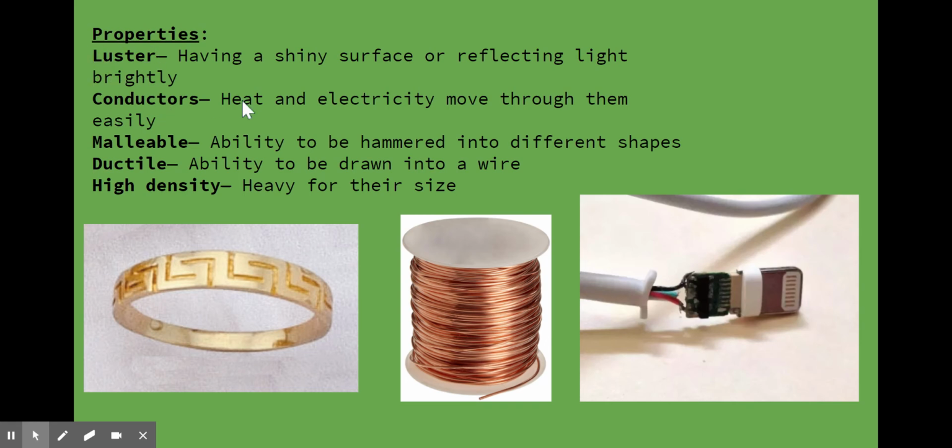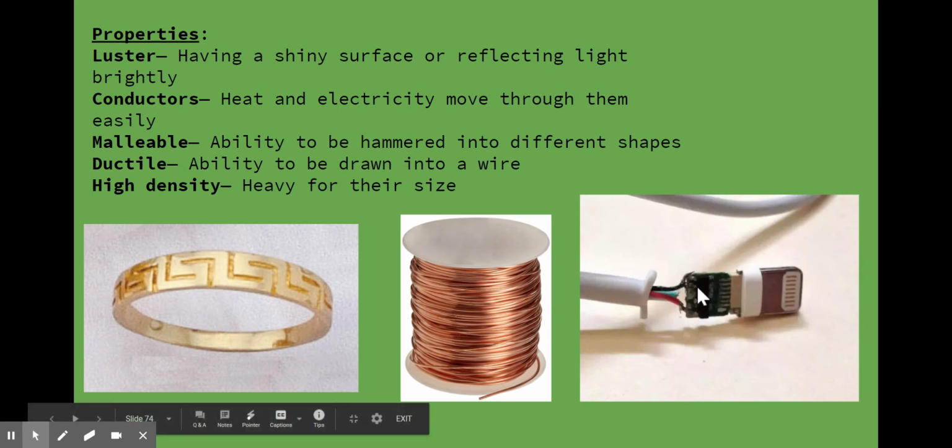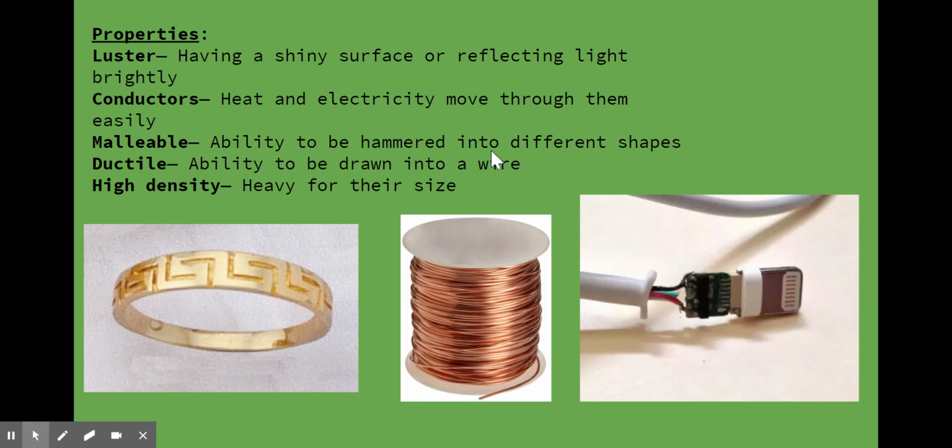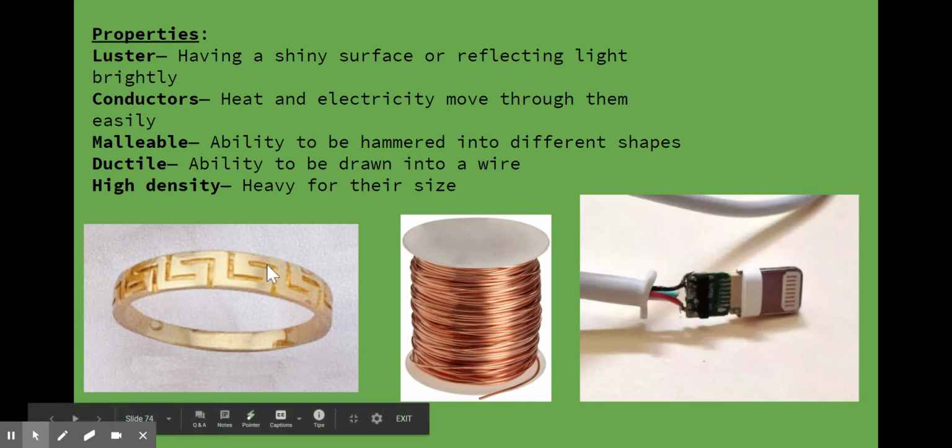They are good conductors of heat and electricity. If you've ever seen the inside of your phone charger after it has broken, you've seen the wires on the inside. Those are made out of metal. Not the colored part, but what's on the inside of the colored part is a conductor, it's a metal. They're malleable. Malleable is just a fancy word that means it can be hammered into a different shape. Like this gold ring, for example, we didn't just dig around in a cave and find a gold ring. It had to be made into this shape.